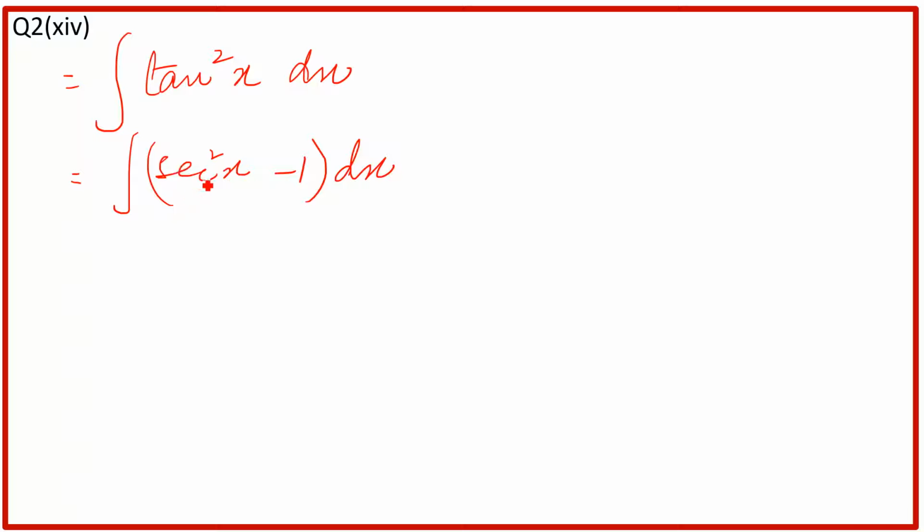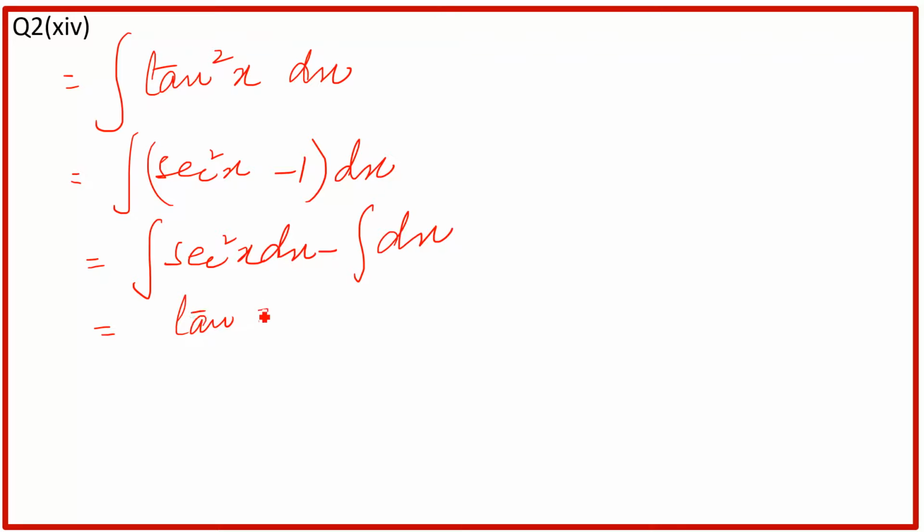Secant square is one term and 1 is one term, so we will integrate separately. It is integral of secant square x dx minus integral of dx. If you want, you can write down 1, but 1 does not make a difference. So the integral of secant square x dx is equal to tangent of x, and the integration of dx is negative x plus constant of integration, and this is the answer. It is so simple.